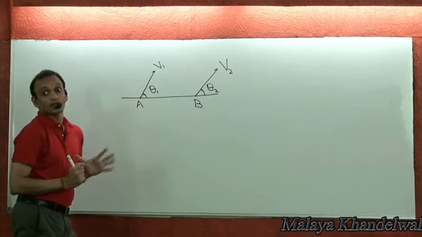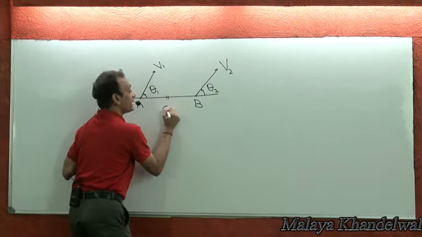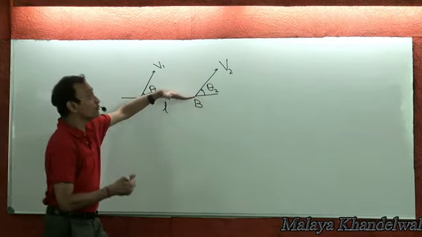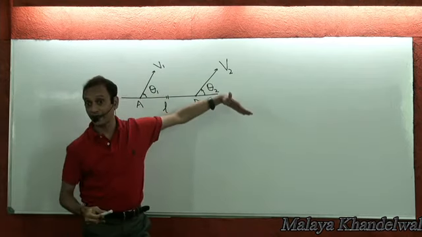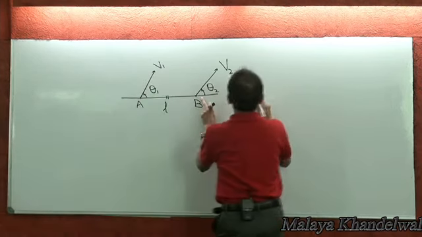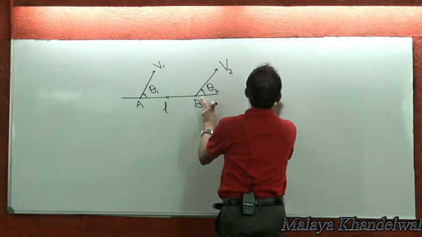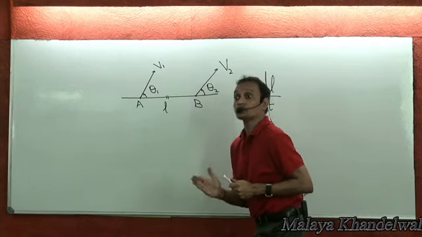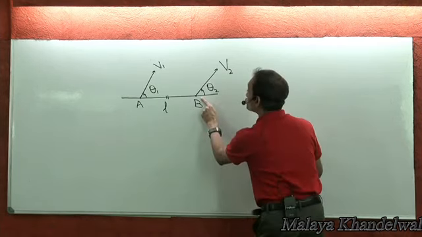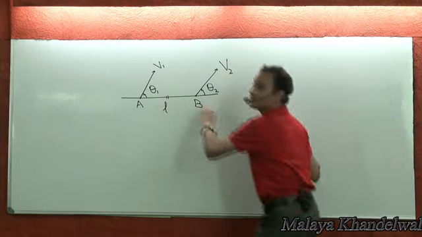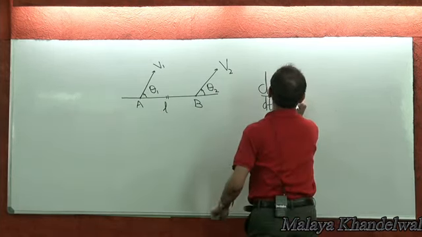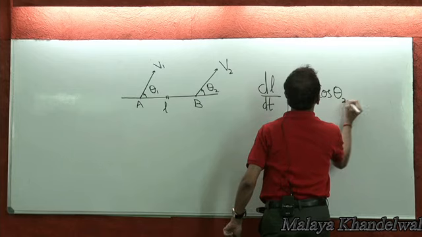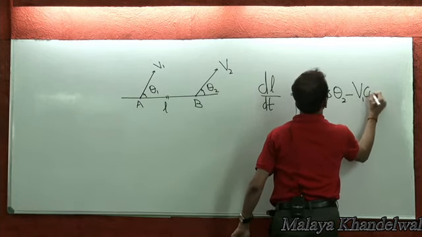Now in this case, if I have to obtain the rate of change of L with time, say this is L, then I'll take velocity of B along AB minus velocity of A along AB. So what is dl dt in this case? dl dt is going to be, I'll have to take the velocity components along AB. So this time it's going to be v2 cos theta 2 minus v1 cos theta 1.